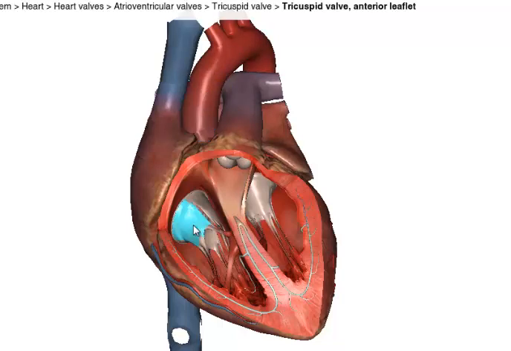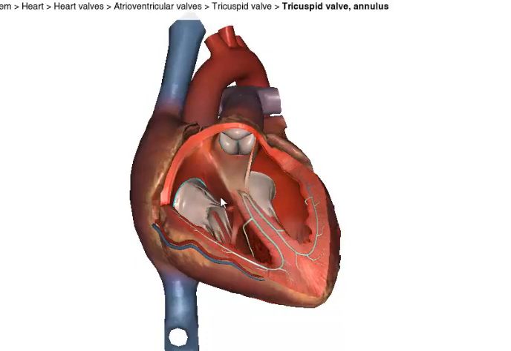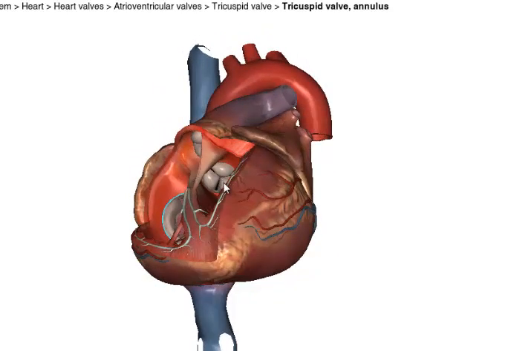The 4 valves then are the tricuspid valve, which is between the right atrium and the right ventricle, the bicuspid or mitral valve, which is between the left atrium and the left ventricle, the pulmonary valve, which is between the right ventricle and the pulmonary artery, and the aortic valve, which is between the left ventricle and the aorta.